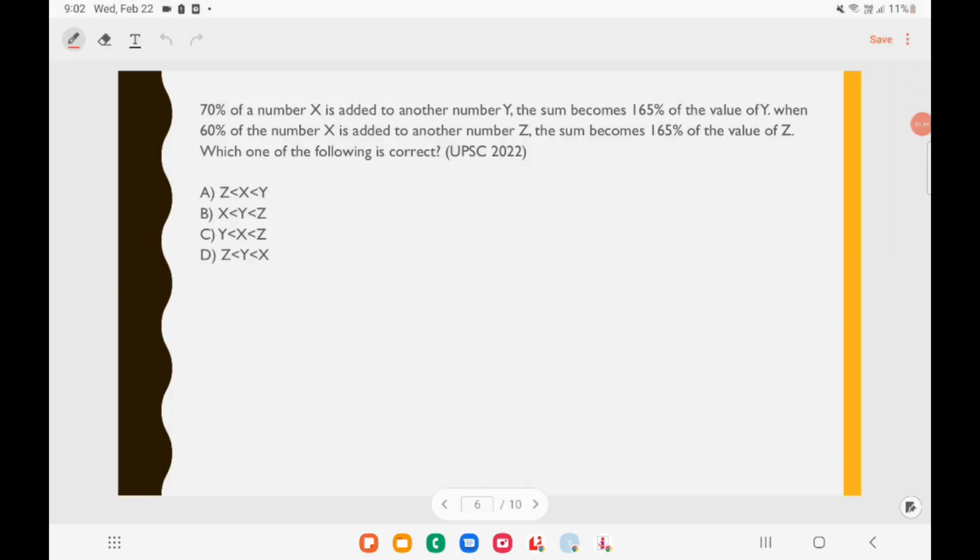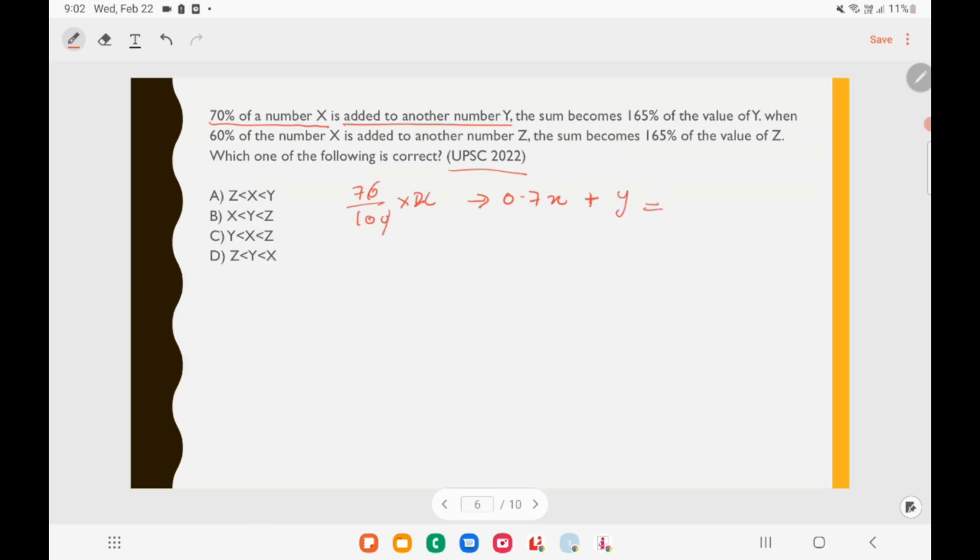So now let us solve another question. This is again from UPSC 2022. 70% of a number x means 70 by 100 into x, right? 70 by 100 means 0.7 into x, that is 0.7x. Now it is added to another number y. So 0.7x is added to y. Then the sum becomes 165% of y. 165% of y means 165 by 100 into y, that is 1.65y. So this is equal to 1.65y.